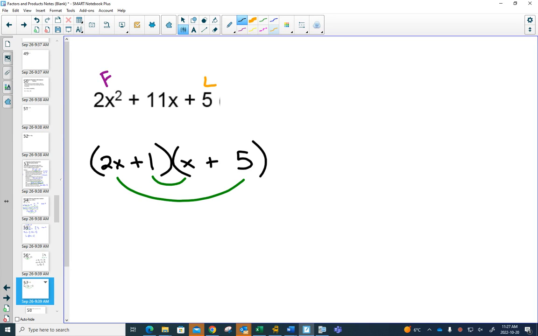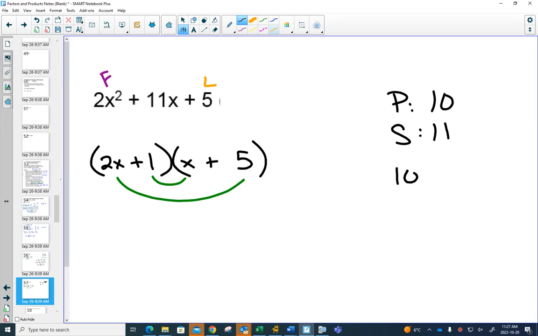So again, I would highly recommend this is the way you do this question because it's not hard. But if you go to the longer method, our product would be 2 times 5, 10. Our sum would be 11. Two numbers that multiply to 10 and add to 11. Two numbers that multiply to 10, but when you add them, you get 11.